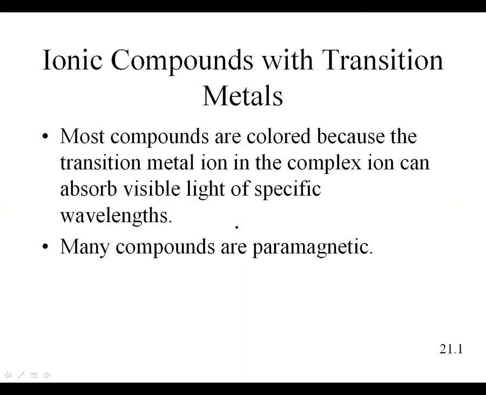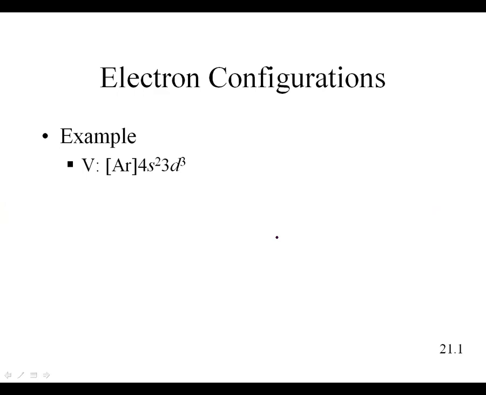Now, most compounds are colored because of the presence of the transition metal, and also depending on the ligand that's attached, you may see some different properties. Many compounds are paramagnetic. Paramagnetic means you have at least one unpaired electron, right? Diamagnetic means that all the electrons are paired up, going in opposite directions in terms of their spin.